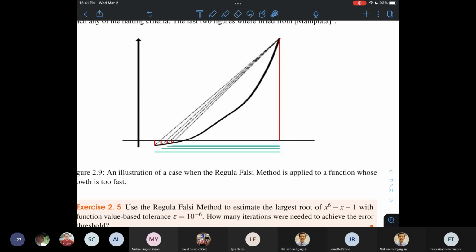Okay? So any questions with the bisection method? With the Regula Falsi method?